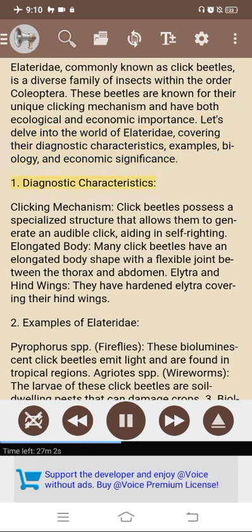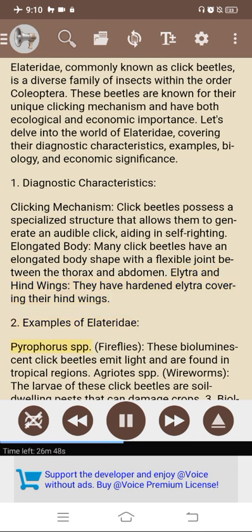1. Diagnostic characteristics. Clicking mechanism. Click beetles possess a specialized structure that allows them to generate an audible click, aiding in self-righting. Elongated body. Many click beetles have an elongated body shape with a flexible joint between the thorax and abdomen. Elytra and hind wings. They have hardened elytra covering their hind wings.